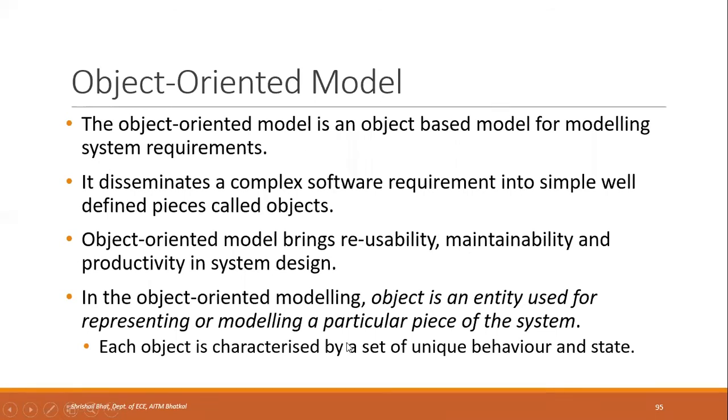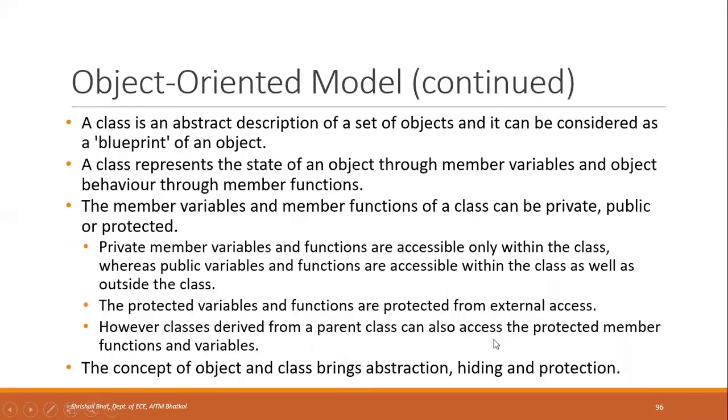Each object is characterized by a set of unique behavior and state. A class is an abstract description of a set of objects, and it can be considered as a blueprint of an object. This class represents the state of an object through member variables, and object behavior through member functions. The member variables and member functions of a class can be private, public, or protected. These are the different access types we have for the variables or the functions.